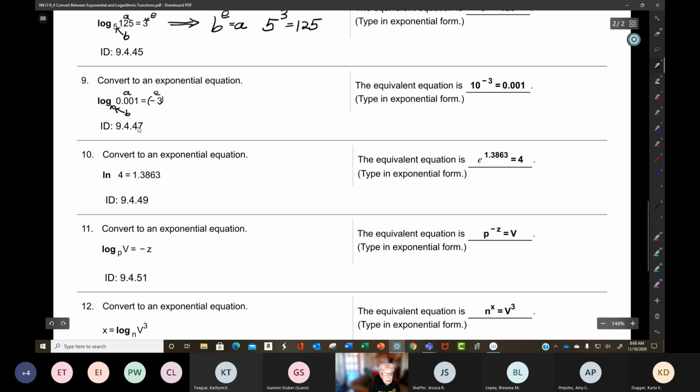Group it all together there. So here's what we're going to write. B to the E equals A, which is 10 to the -3 equals 0.001. And if you put that in your calculator, that's what you'd get.